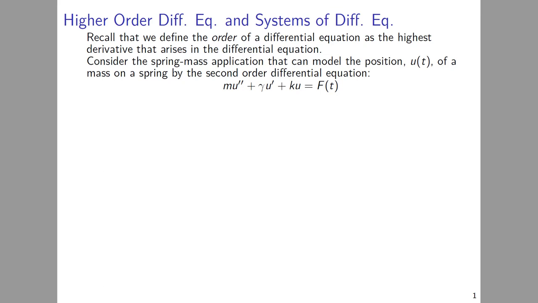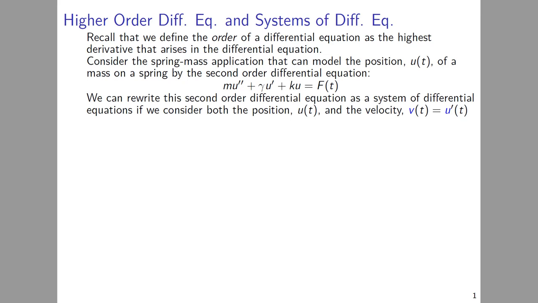Consider the spring mass application that can model the position u of t of a mass on a spring by the second order differential equation m times u double prime plus gamma times u prime plus k times u equals the forcing function f of t. Notice here that we call it a second order differential equation because the highest derivative involved is the second derivative of u.